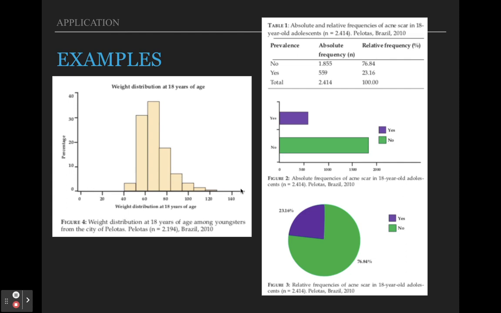I don't see a random bar here or here. I shouldn't say random, but a bar after or before a gap. Okay, and the center is around 65 or 70.